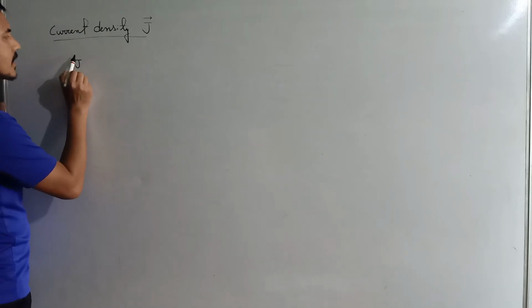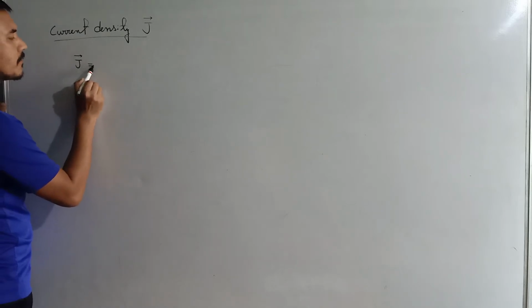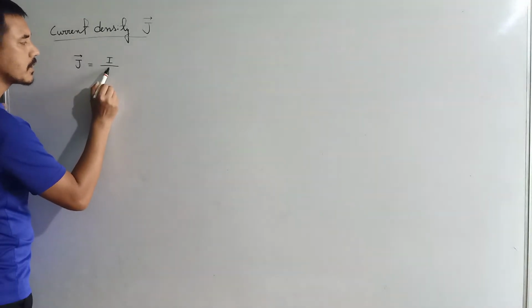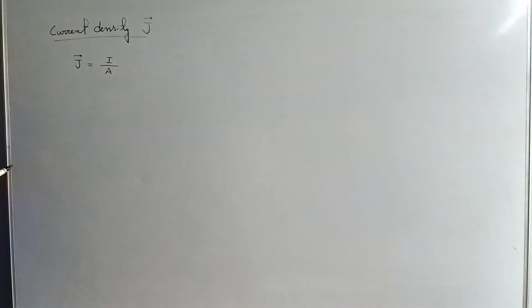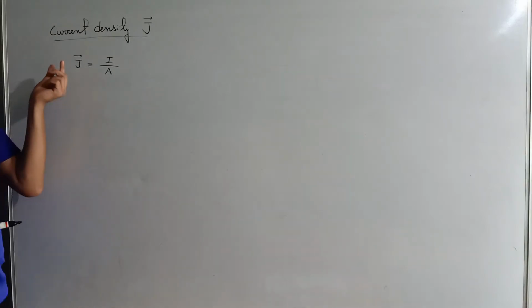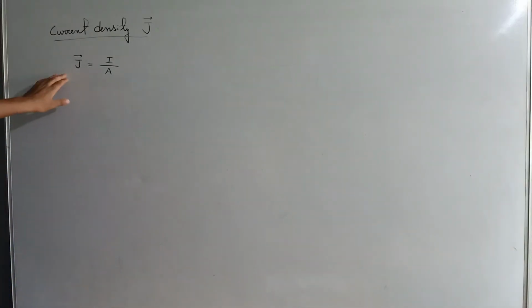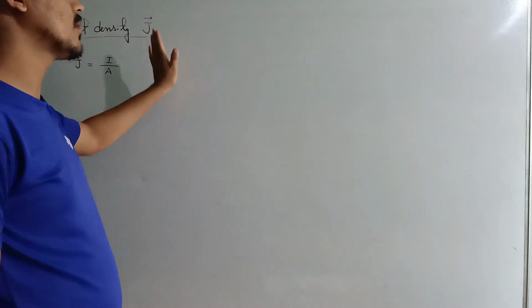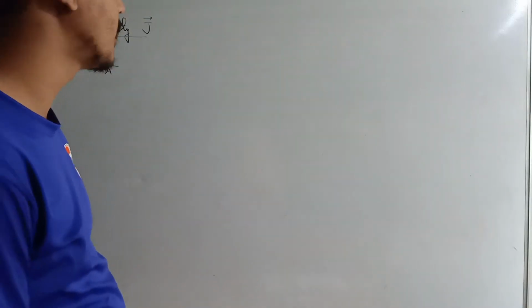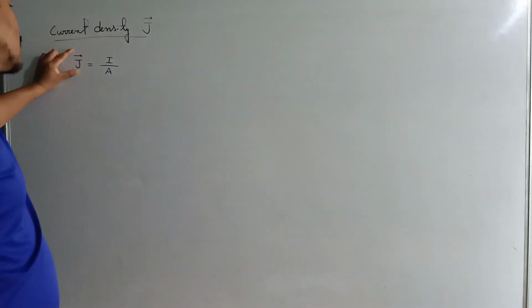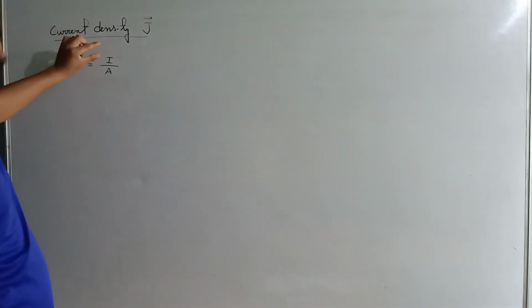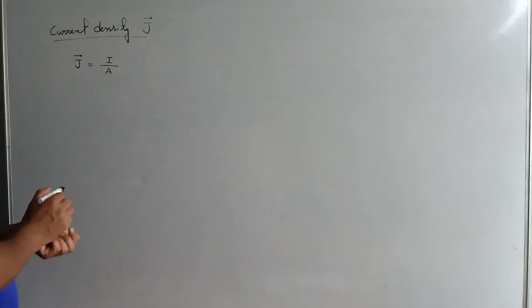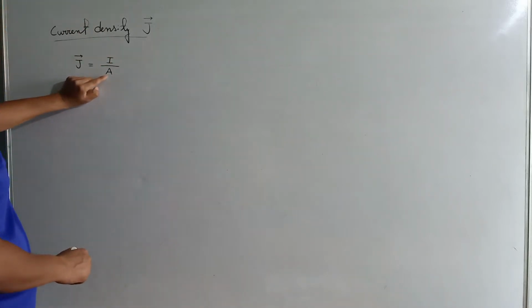Current density is given by the formula current upon the area. The direction of this current density is the same as the direction of the current. Here A is your area.